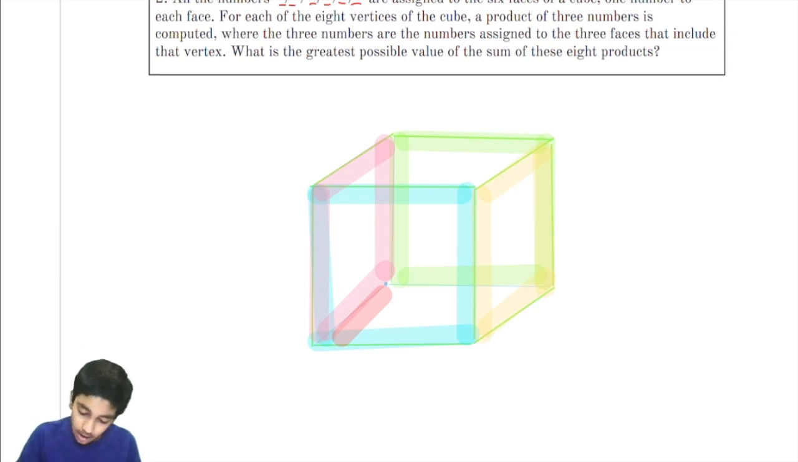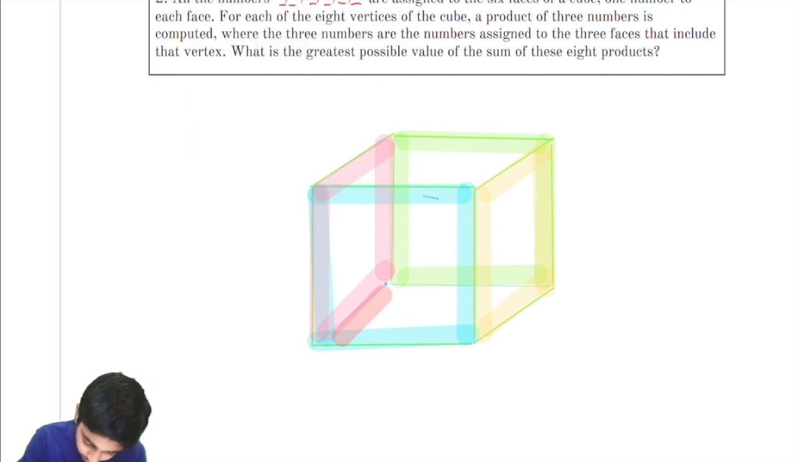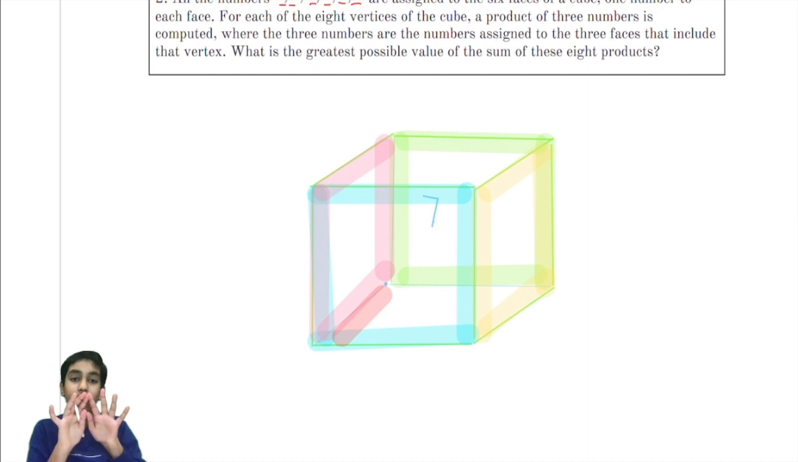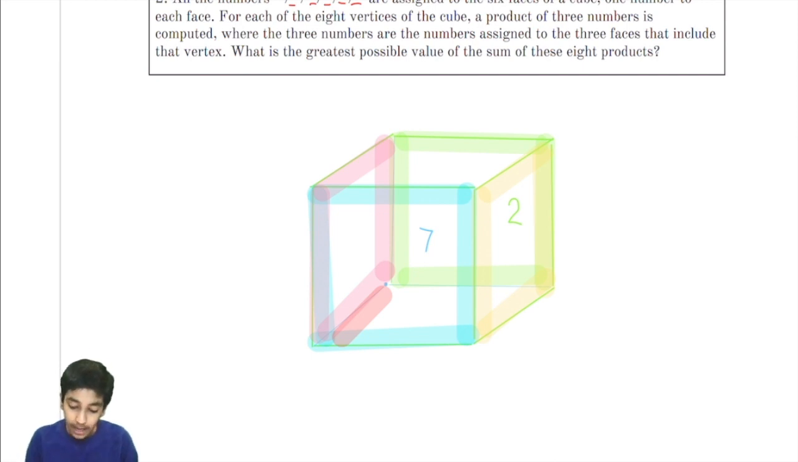Let's say we put face 7 on the blue face, the front face. Then what will be on the back face? That will be 2. So now we know 7 is at the front and 2 is at the back. Now we need to look at the sides. We have the numbers 3, 4, 5, and 6 remaining.